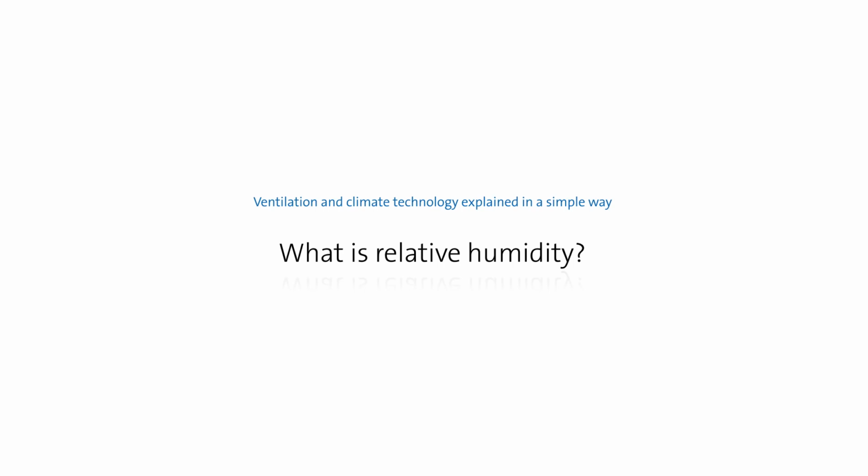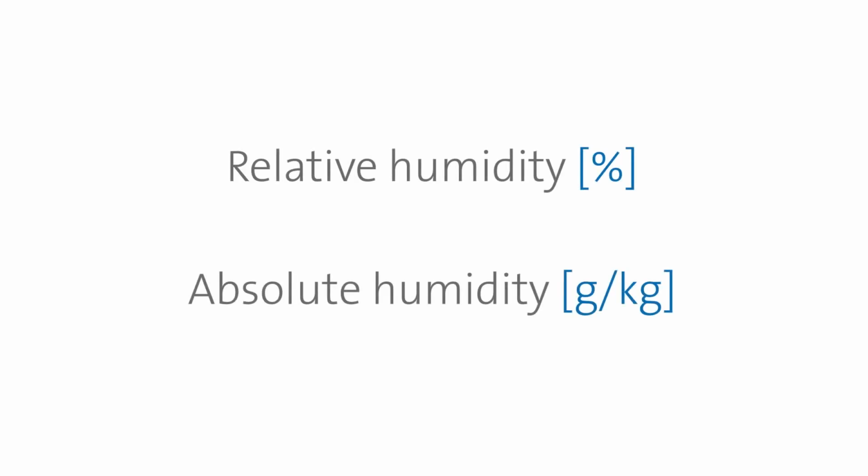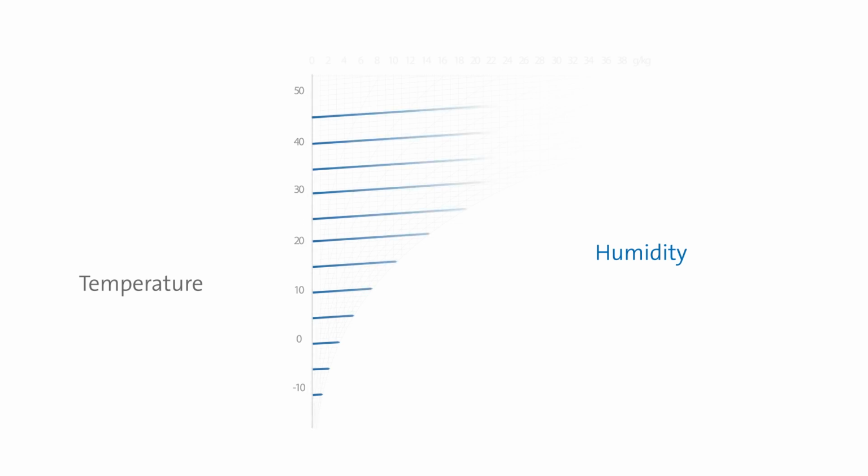What is relative humidity? When discussing humidity, one must distinguish between the two terms relative humidity and absolute humidity. This is because air can absorb different amounts of water at different temperature values. In general, the higher the temperature, the more water air can absorb.